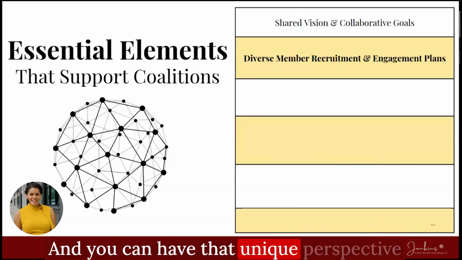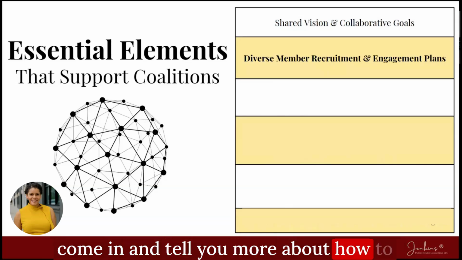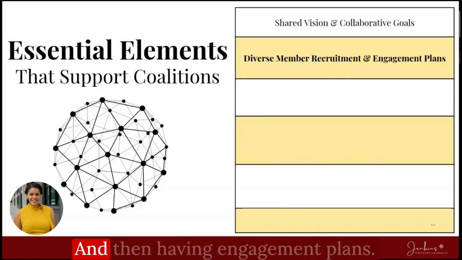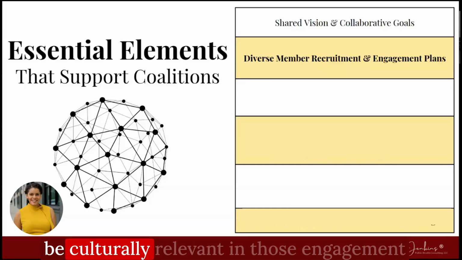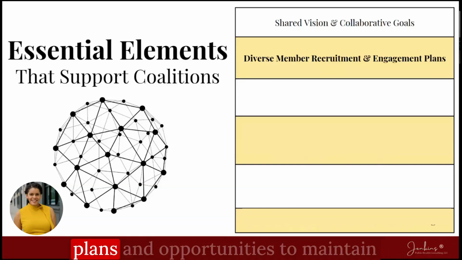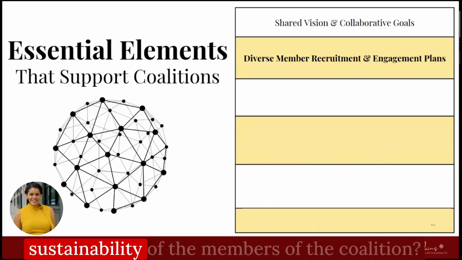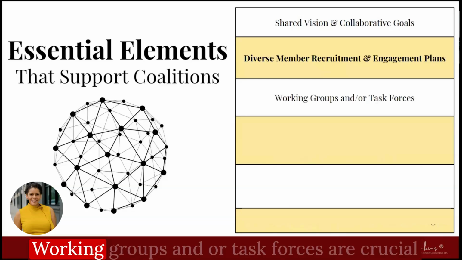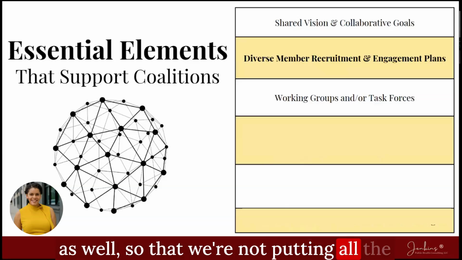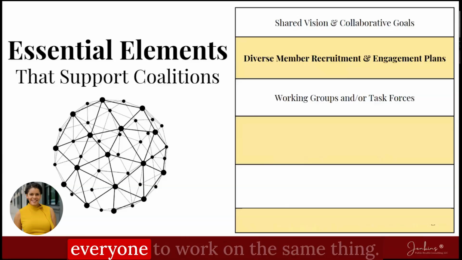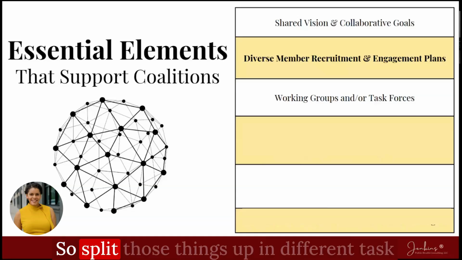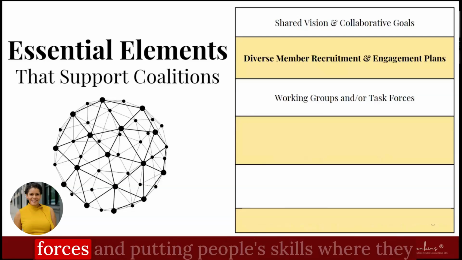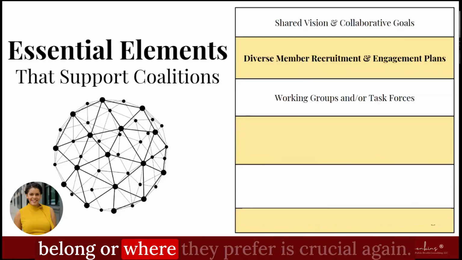And you can have that unique perspective come in and tell you more about how to operate your nonprofit like a business. And then having engagement plans. How can we keep our members engaged and be culturally relevant in those engagement plans and opportunities to maintain sustainability of the members of the coalition? Working groups and or task forces are crucial as well, so that we're not putting all the ideas right there on the table and expecting everyone to work on the same thing. And there's just so many different initiatives going on.